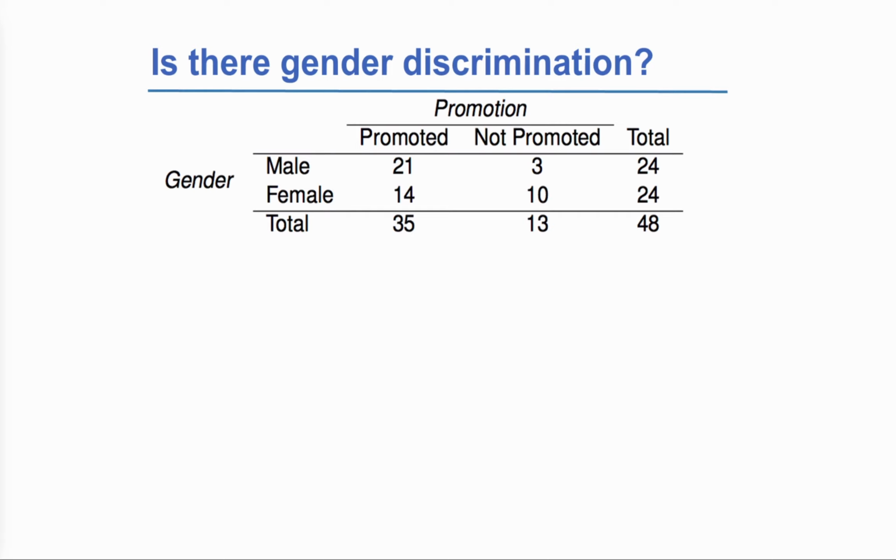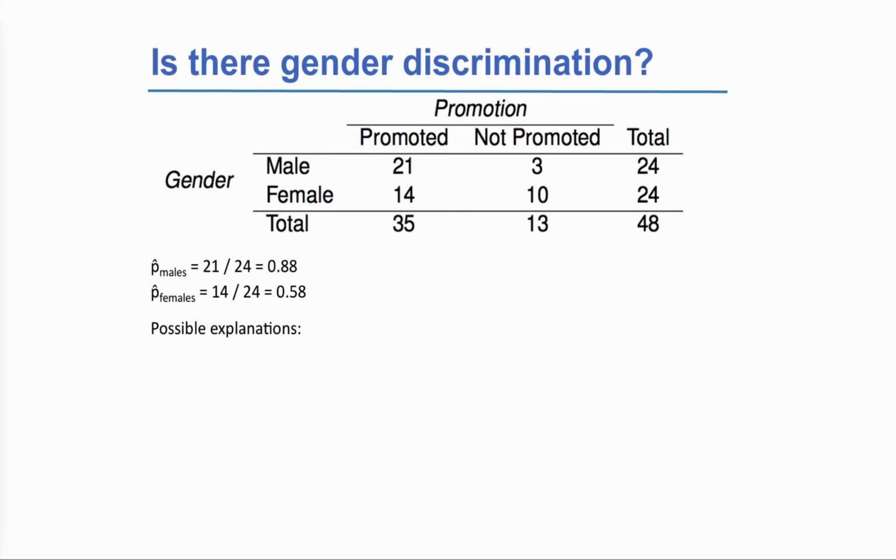So, we talk a lot about gender discrimination because it makes for a very easy and simple scenario where we can conduct a hypothesis test. So in this case, we have 24 men and 24 women, and 21 of the men and 14 of the women were promoted. And we're going to find out if this is gender discrimination. So 88% of the men were promoted, and 58% of the women were promoted.